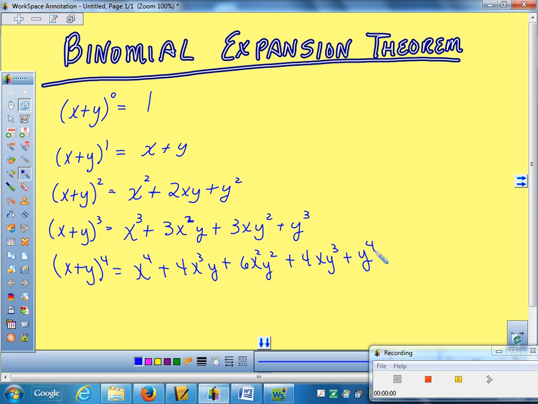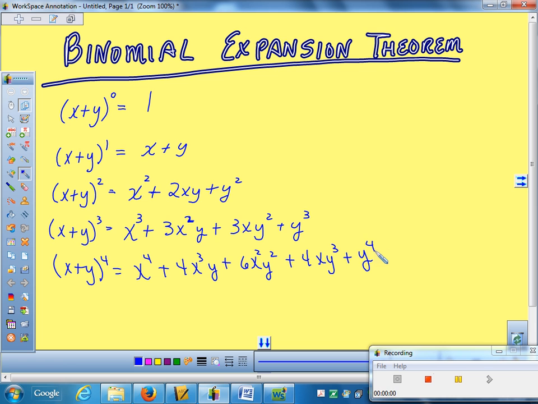Okay, so let's break it down one pattern at a time. Look at the x's. What's happening to the x's on every one of those? Yeah. The x's, if this was the 4th power, we start x to the 4th, 3rd, 2nd, 1st, 0. What did the y's do? Where did they start? They actually start here. This is y to the 0. 1, 2, 3, 4. So your x's went down a power, your y's went up a power.